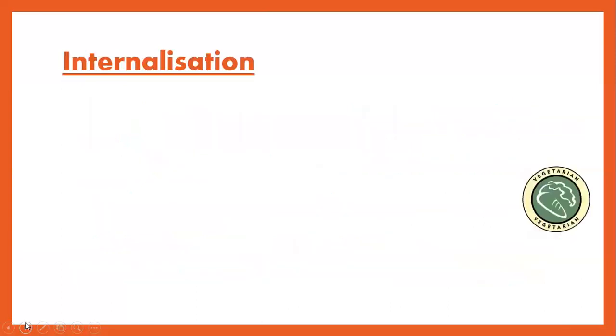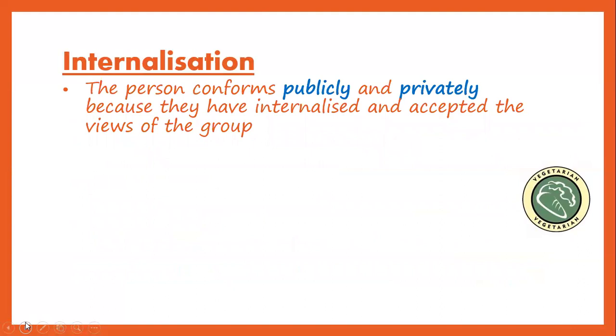And our final type of conformity is internalization. Now, again, internalization, internal. When we think internal, that means we're thinking about it. So this is where a person changes both their public and their private. Because they've internalized it, that means they're thinking about the information that they're getting. They're taking time to internalize it.